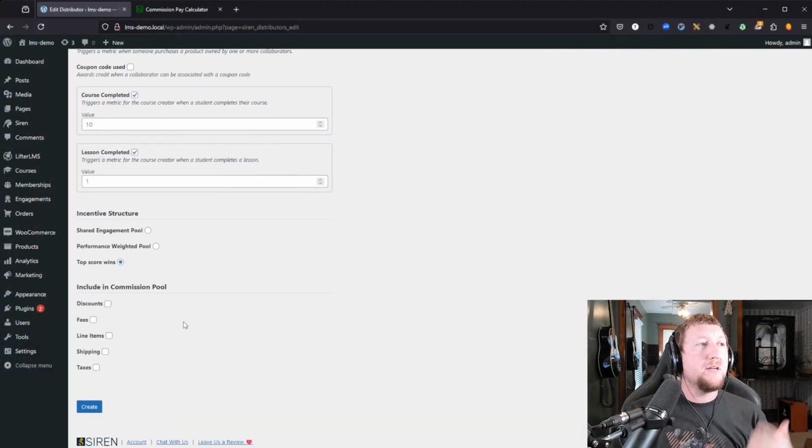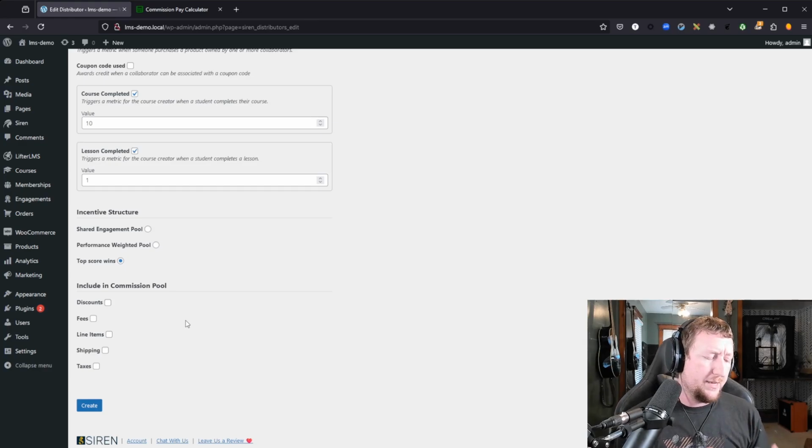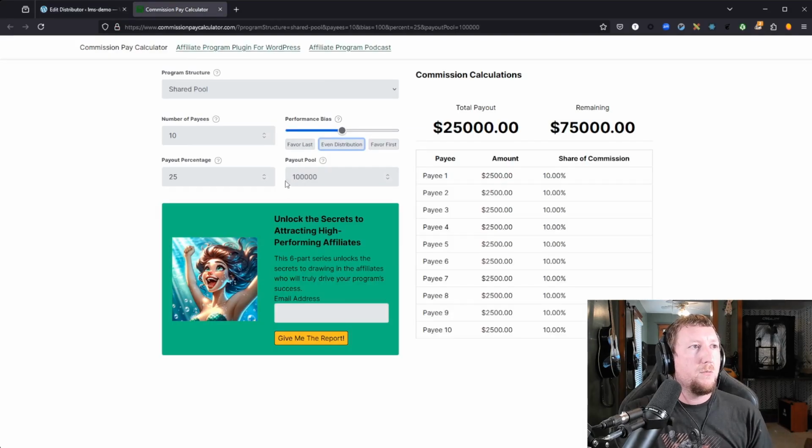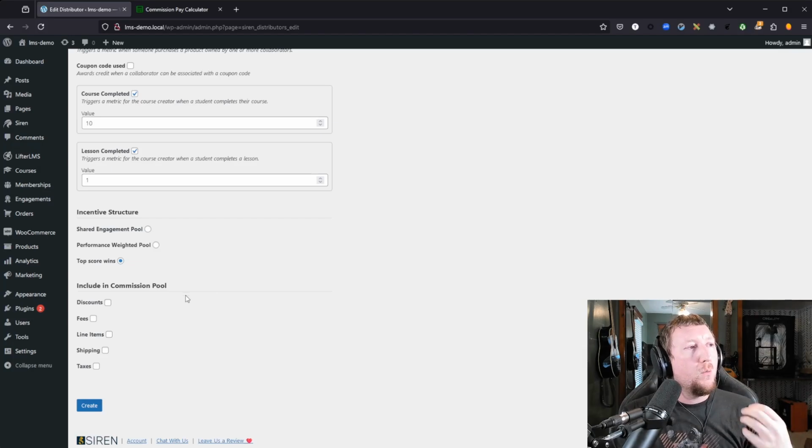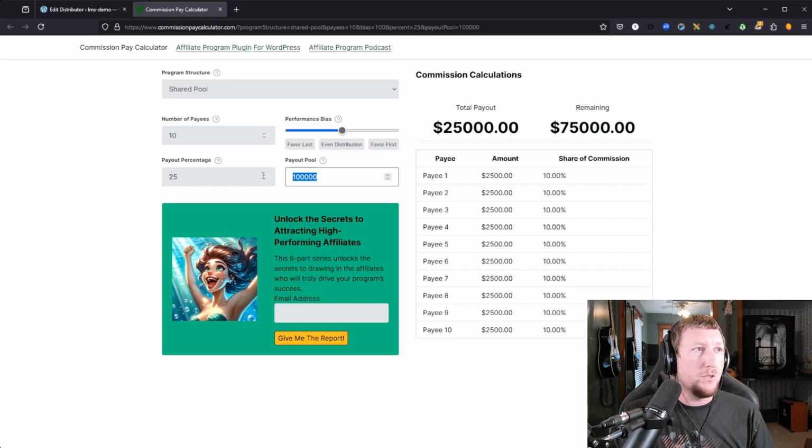And then finally, including commission pool. So what this does is it basically says, let's figure out what parts of every transaction that we track over the course of the month should be included in the amount of money that is being calculated for the pool. So basically, right here, we have the payout pool, right? This is that $100,000 of revenue that we earned in the past month, right? That is built from several transactions over the month. So what we can do here is we can specify what parts of those transactions should be included in that calculation whenever we figure out what our total revenue is.